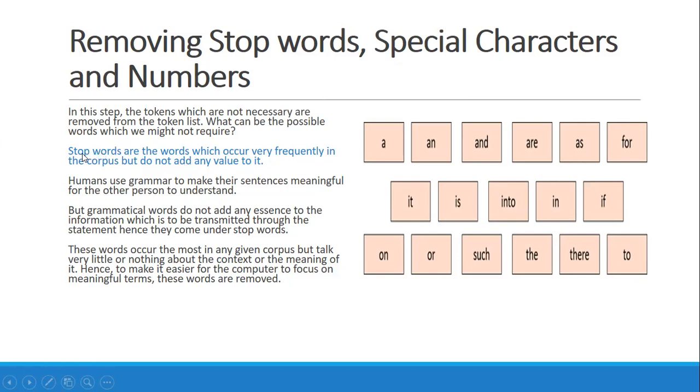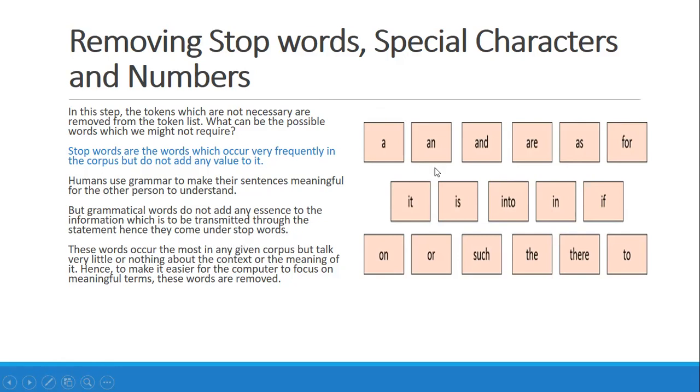So you might be clear now. Stop words are nothing but words which occur very frequently. We call them the stop words. Now, why are we removing these stop words? Let us see the reason. When we humans use grammar to make the sentences meaningful for the other person to understand, it is very important. But grammatical words do not add any essence to the information which is to be transmitted through the statement. Hence, they come under stop words.